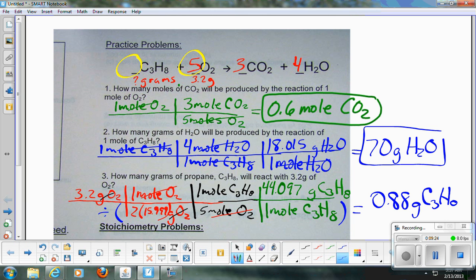Is that the right sig figs? Yes, that 0 there just helps me to know that that's a decimal that I started with, in case I can't see it. We had 2 to start with, we need 2 to end with, we've got our answer.